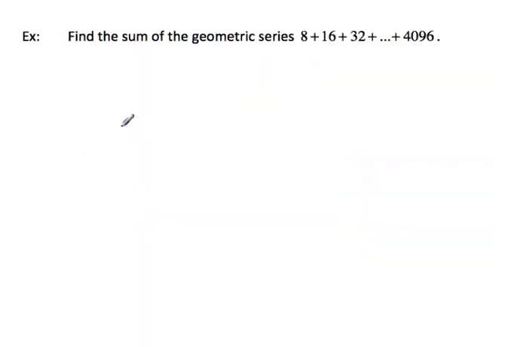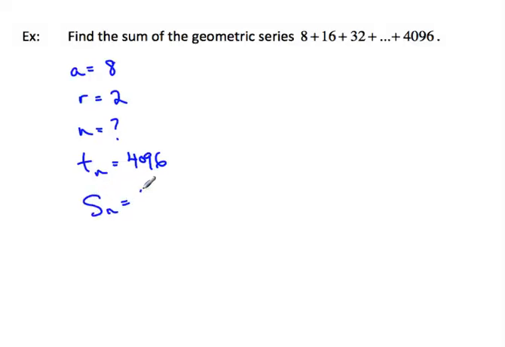Here's another example. Find the sum of this geometric series. Now, there are a couple of ways of doing this. Let's look at one. We know that the first term, a, is equal to 8. We can work out quickly that the common ratio is 2. We don't know how many terms there are in the series, so n we don't know. And we know that the nth term is 4,096. We don't know what place that is in the series, and we're asked to find the sum of that series.